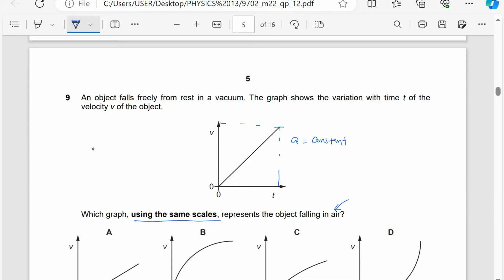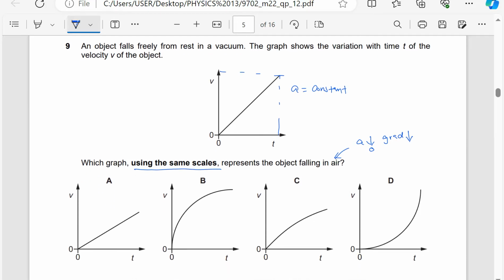The acceleration should be decreasing, and because it is in air, we don't expect the object to reach the same top speed. So one, the acceleration should decrease to 0, which means the gradient should decrease. Because the acceleration should decrease to 0, the gradient is going to decrease. And then we expect the top speed to be less.